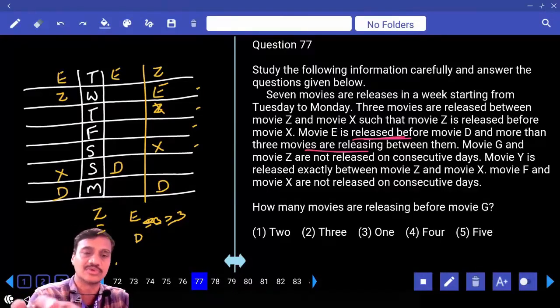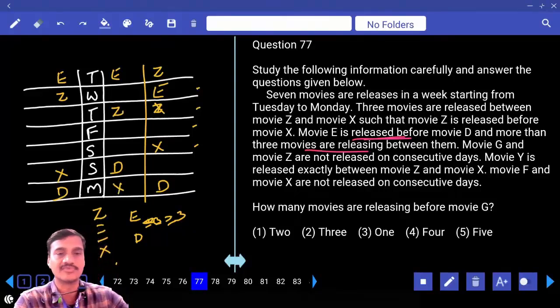Then coming back to this one, Z is at this place, 1, 2, 3, X cannot be here. Then what is the other possibility? Z is at this place, X is at this place. Hence, what are the different possibilities we have? 3 possibilities.